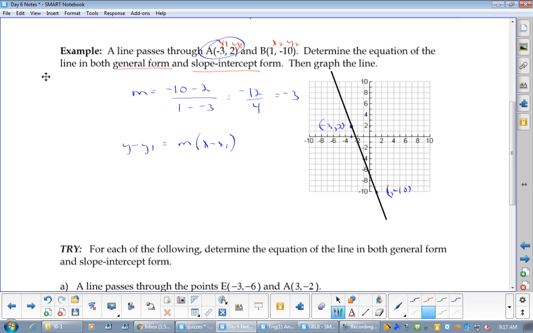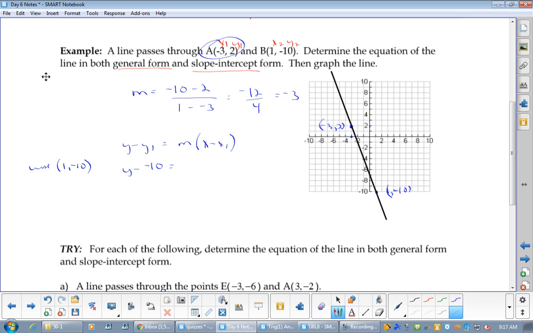So, for showing that we can use it, let's use the second one. I don't want people to think, oh, you always got to use the first one. You don't always have to use the first one. So y minus negative 10. I'm going to use 1, negative 10 as my point.